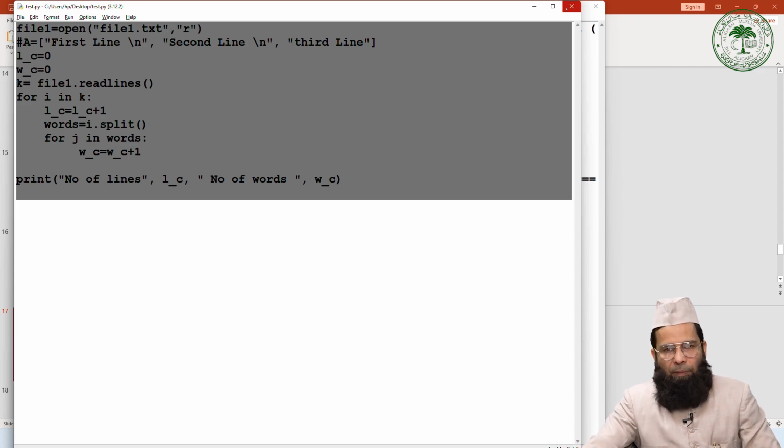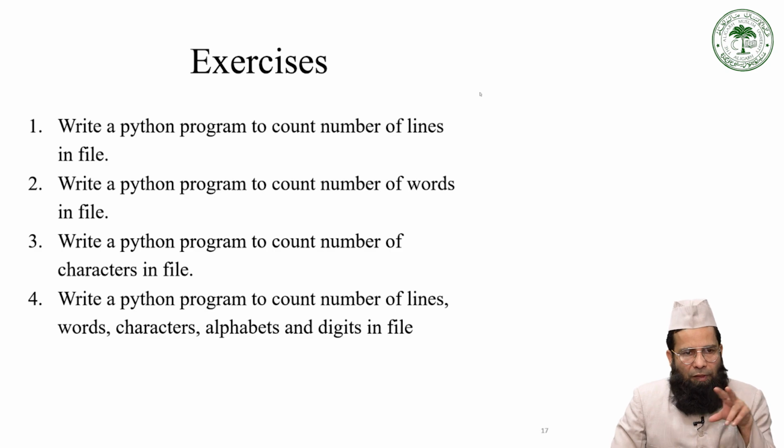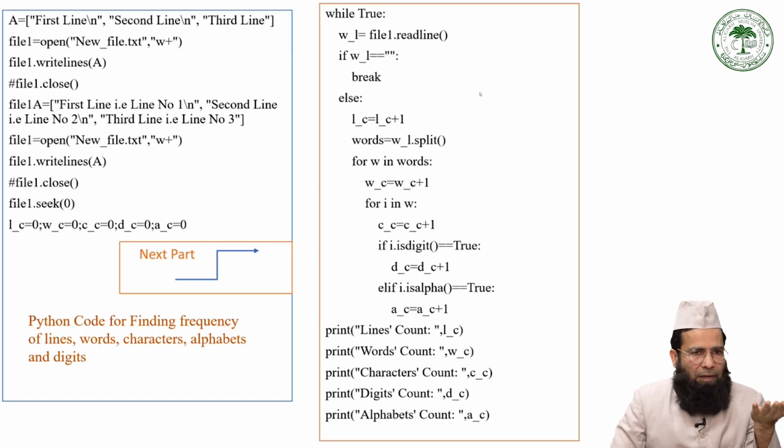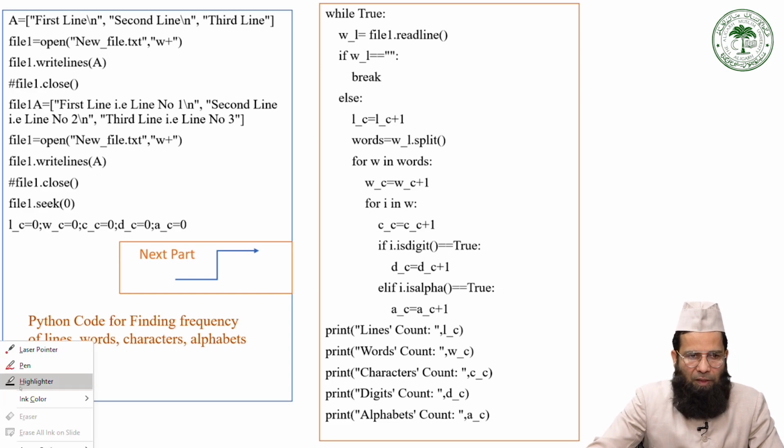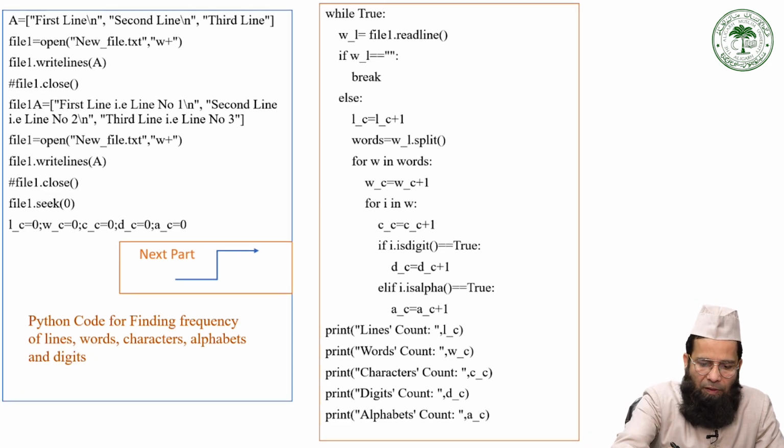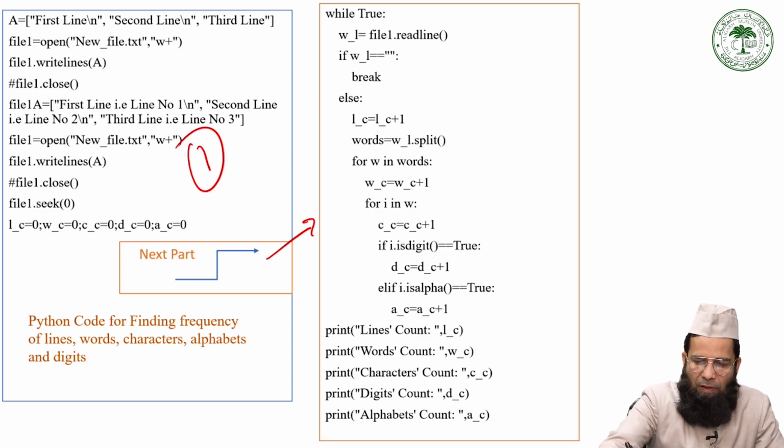So let me switch to the PowerPoint now. The first two problems I have solved here, and 3 and 4 you can solve, and otherwise I have mentioned the code for the whole exercises. So these are codes. It actually starts from here, and then the next part is written here. This is the Python code for finding the frequency. So let me select the pen. The first part is this one, and then this is the second part.